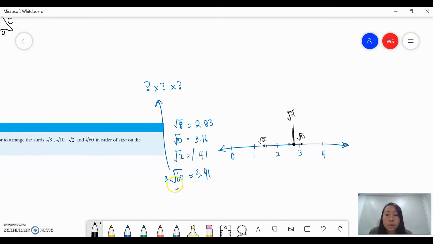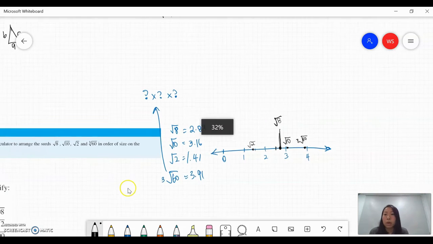And lastly, cube root of 60, that is 3.91. So that's closer to 4 in that sense. Okay, so cube root of 60. Right, nice and easy with question 1.